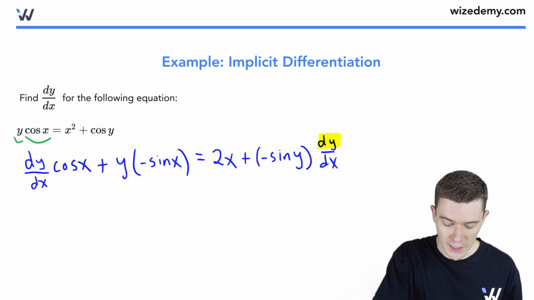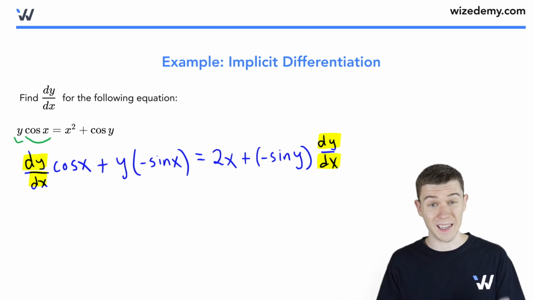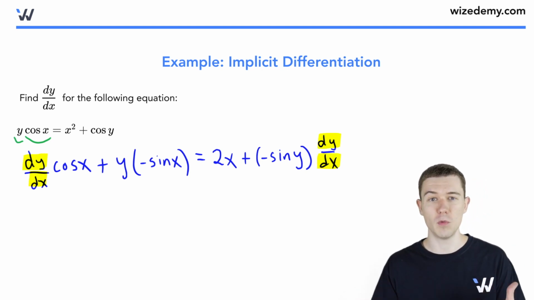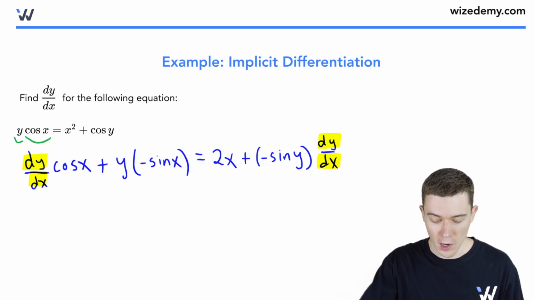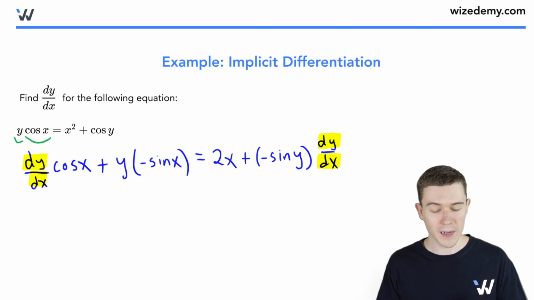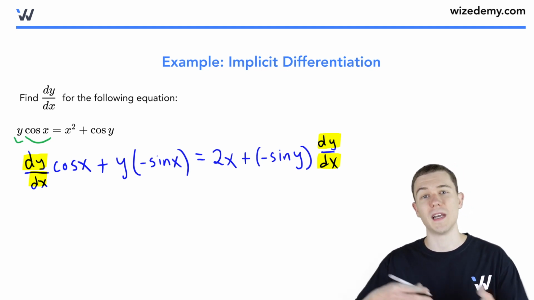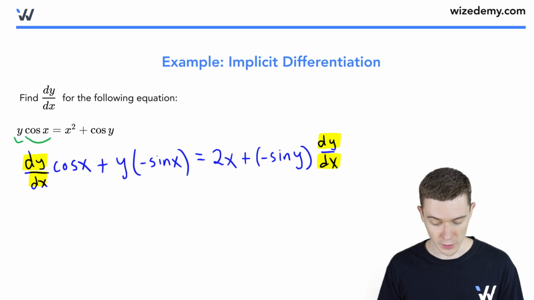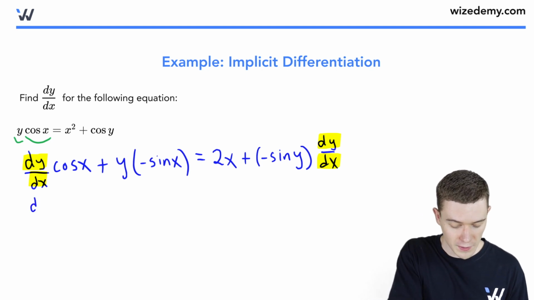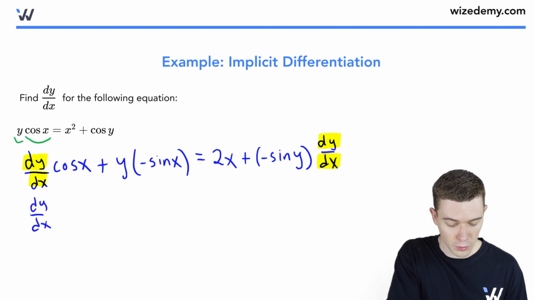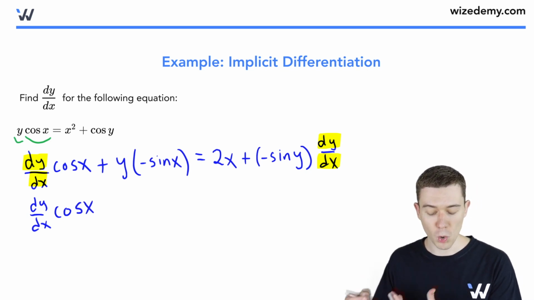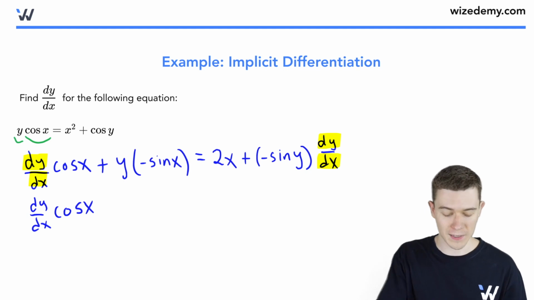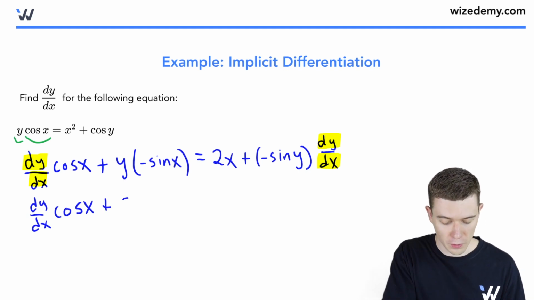Now, dy over dx is our answer. Remember, we're looking for dy over dx, so we're going to algebraically isolate that term. We're going to take everything with a dy over dx, put it on one side of the equation. We'll take everything else on the other side of the equation. So I think this dy over dx cosine x, I'll just leave that alone. The minus sine y dy dx, I'll add that to the left-hand side. I'll put all the dy over dx's on the left-hand side.